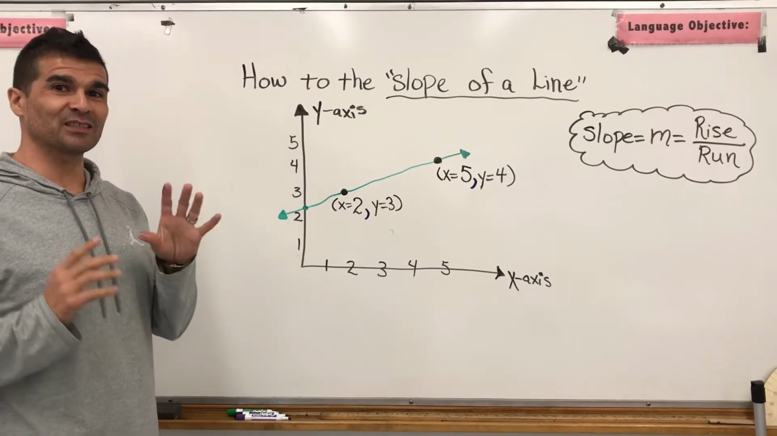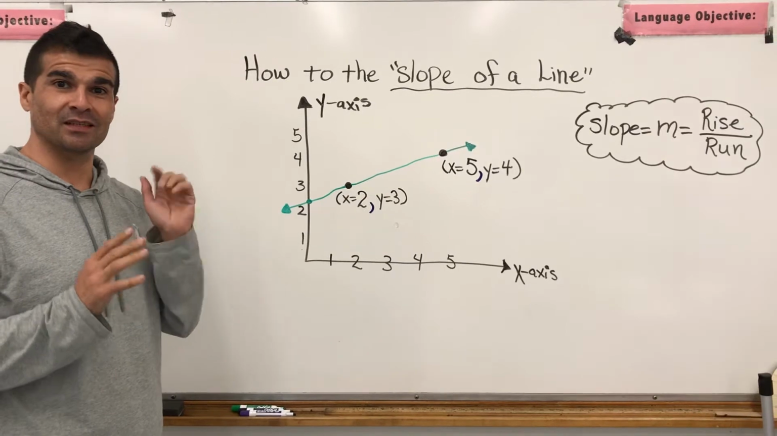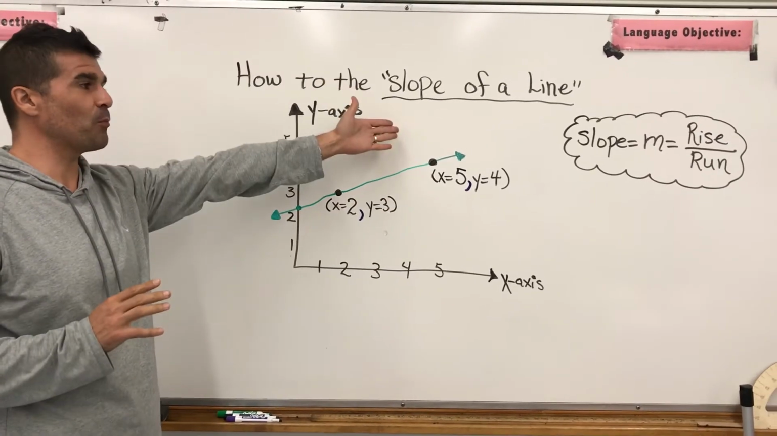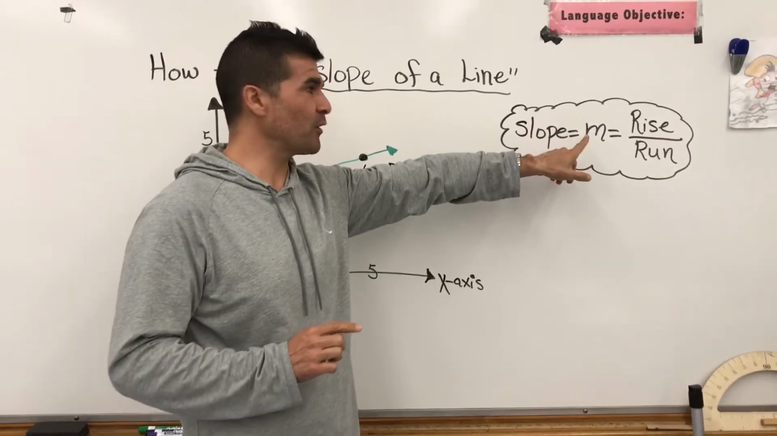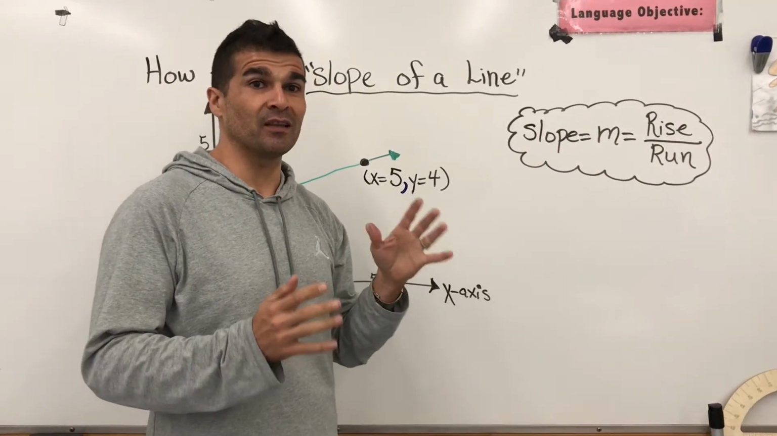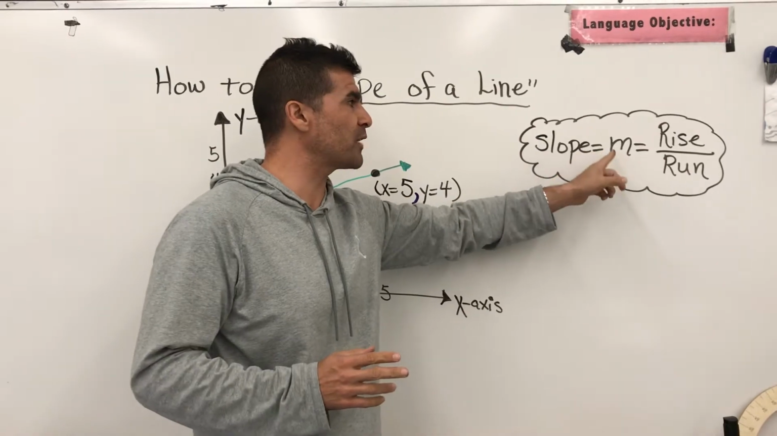I know you're back for this special installment for next week's lesson, which is going to be on the slope of a line. Now, slope is defined as the variable m, and I know a lot of people in the future are going to ask me, why do we always choose the letter m?